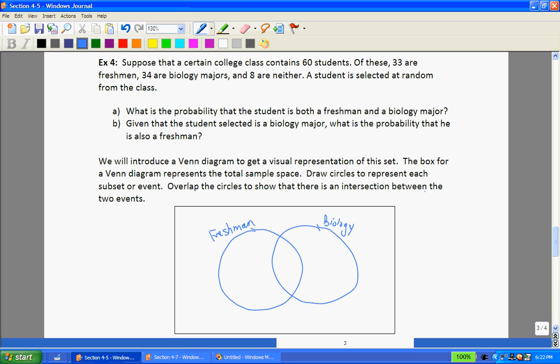So remember, the whole box represents all 60 students. Within the two circles, you're either a freshman or a biology major or both, and if you're outside of that circle, then you're not. So let's see what we have. We know that there are 60 students, and 33 are freshmen and 34 are biology majors. Part of the missing puzzle piece here, though, is we don't know how many students are both a freshman and a biology major. So that prevents us from filling in a lot of the information here. But we do know this.